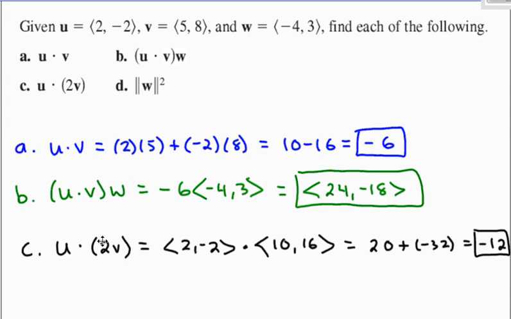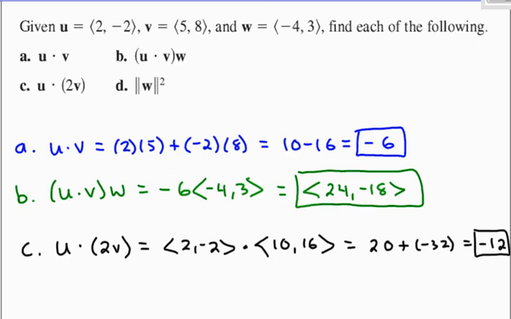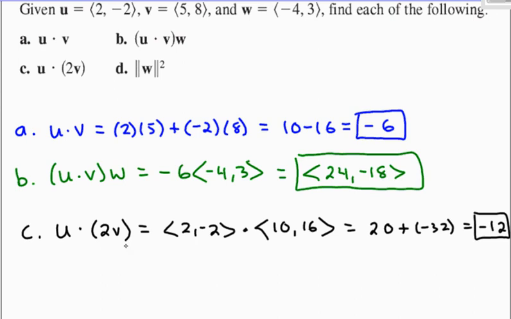Okay, now with this one, let's check out this property right here, where if we had the dot product of a scalar times the vector, we can pull the scalar out front. So what if I pull the scalar out front and I do 2 times U dot V? We already know U dot V is negative 6, so I'm going to have 2 times negative 6. I'm going to get negative 12. Look at that, deja vu all over again.